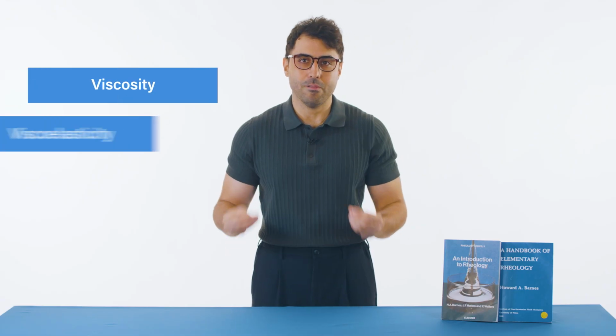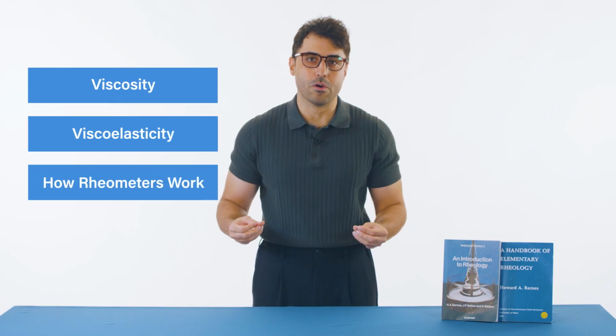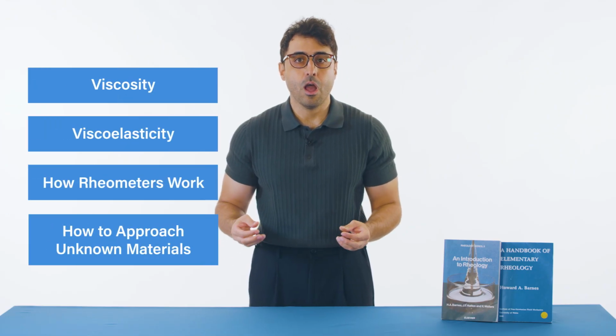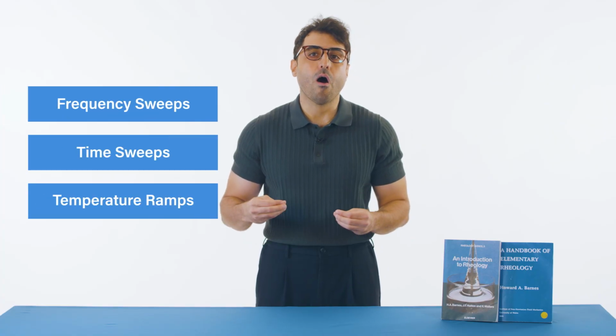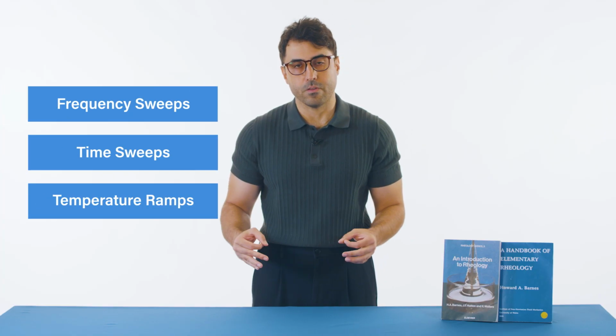So far we've covered viscosity, viscoelasticity, how rheometers work, and even how to approach unknown materials. In our last episode, we identified the linear viscoelastic region, or LVR, using a strain amplitude sweep. That's a crucial step because now we can confidently run more oscillatory tests like frequency sweeps, time sweeps, and temperature ramps, all while staying within the LVR.